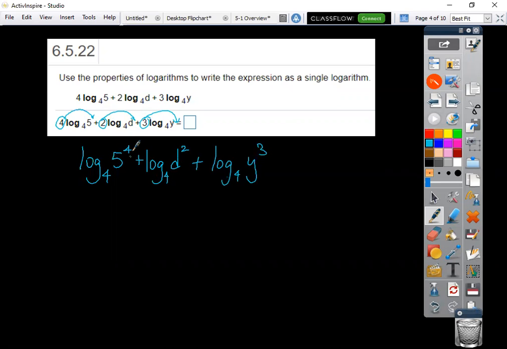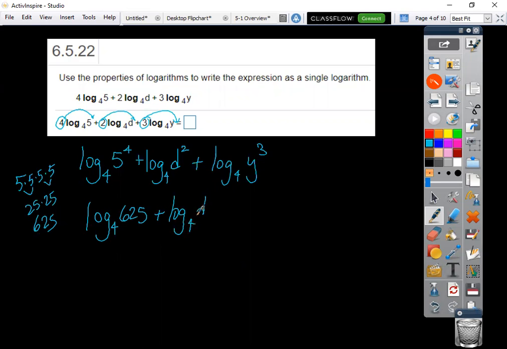So then remember what I said here, 5 times 5 times 5 times 5. I happen to remember that 25 times 25 is 625. If you don't know that, you can use a calculator. That's perfectly fine. So I've got log base 4 of 625. And then I've got this log base 4 of the d squared still.